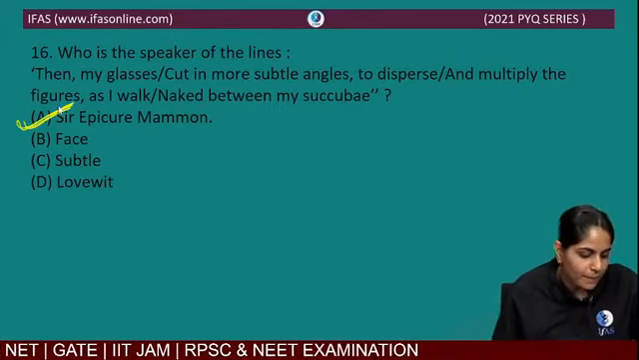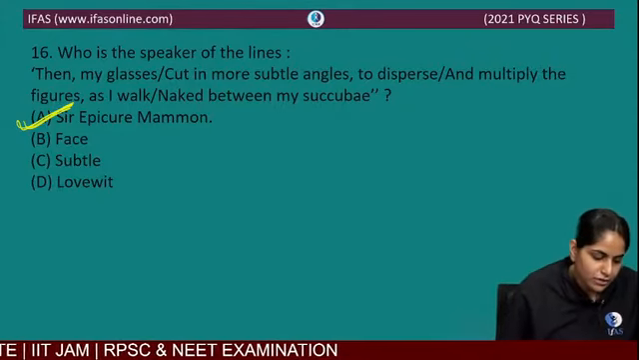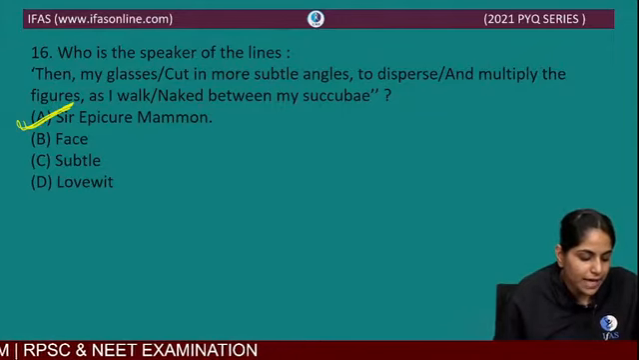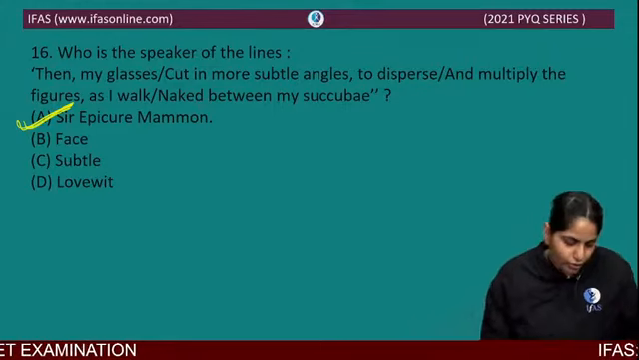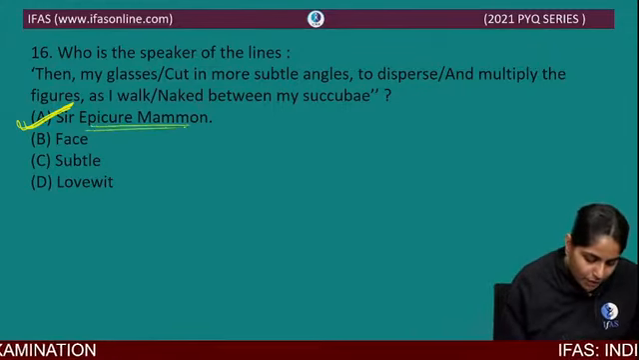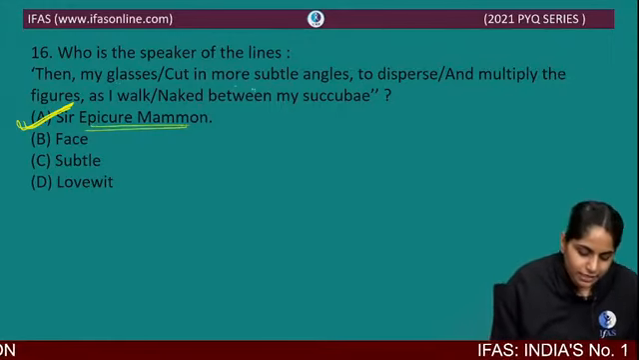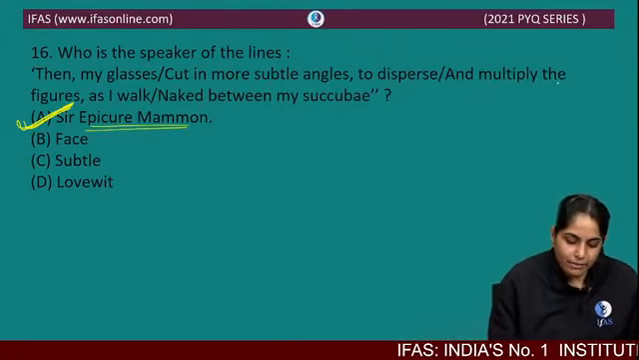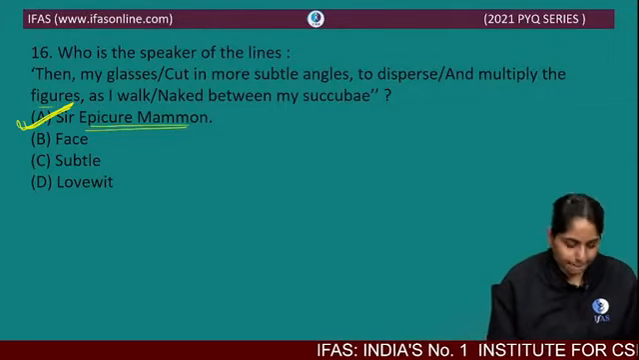Okay, so Mammon represents gullibility in Jonson's play. He easily falls for subtle tricks and a con, but he also represents greed and vice. Okay, so these are the important things you should know whenever you are studying. So it is Sir Epicure Mammon who says, "Then my glasses cut in more subtle angles to disperse and multiply the figures as I walk, or naked between my succumb."